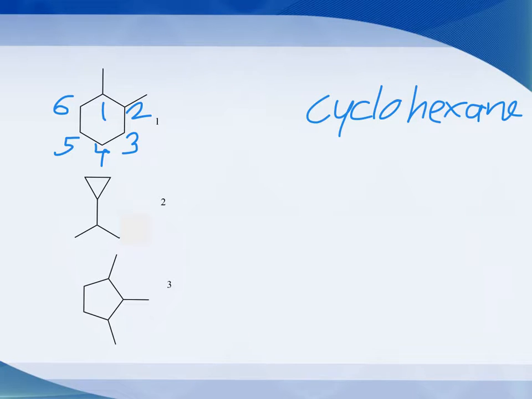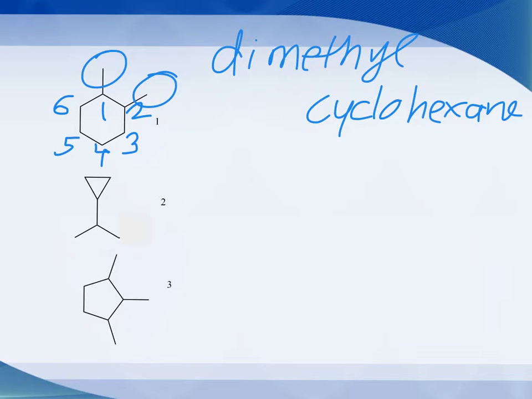And now, because we've numbered, we have groups on carbon 1 and carbon 2. We have dimethyl, and it's a 1,2-dimethylcyclohexane.